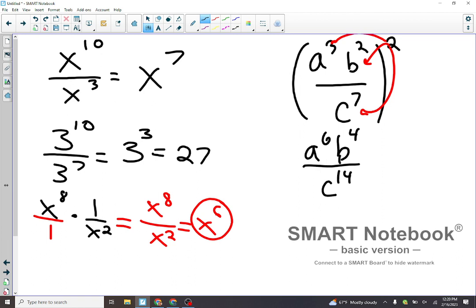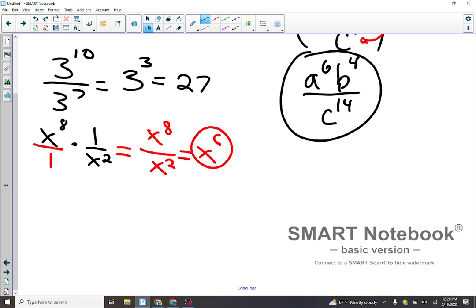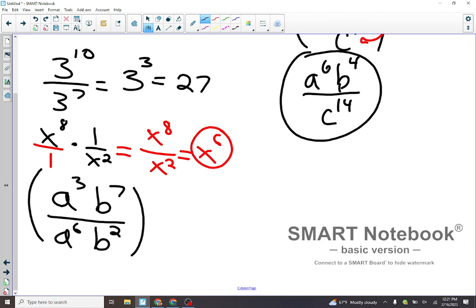Now, is any of these letters the same? No, so they cannot interact with each other. So you are done here. What if they're the same letters? Let's do one with the same letters. So let's say you had a to the third, b to the 7, over a to the 6, b to the 2. And let's take that to the whole power of 3.